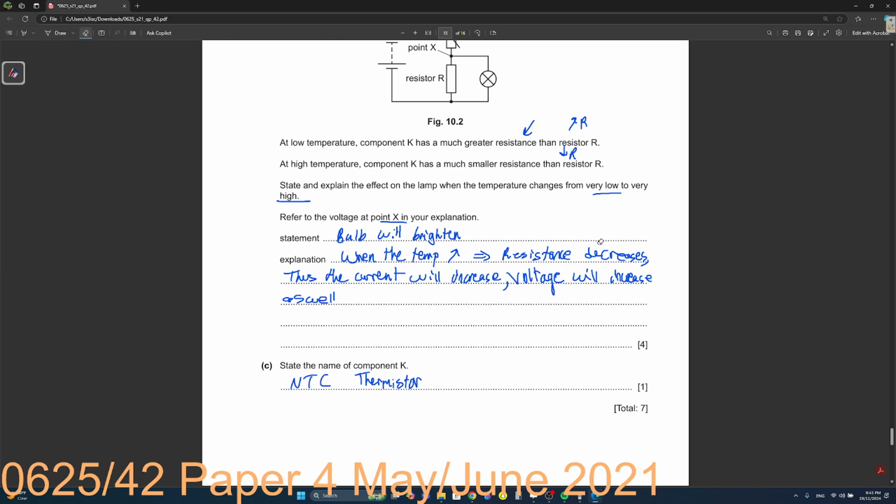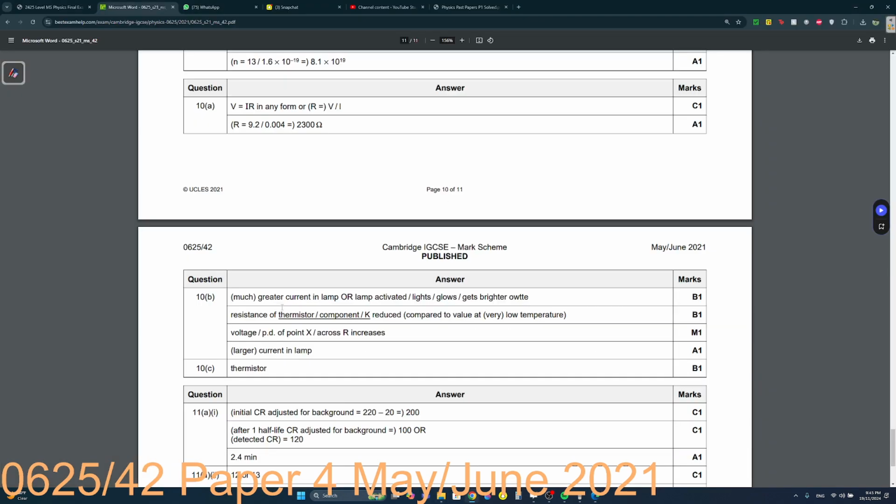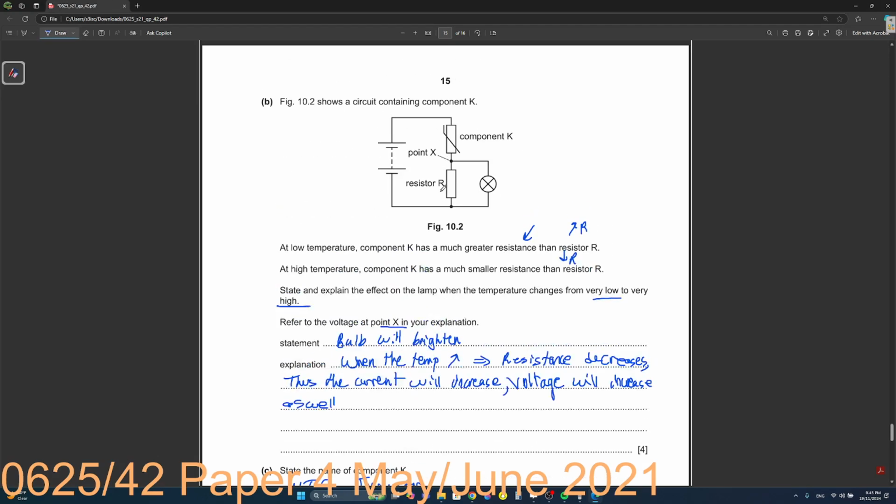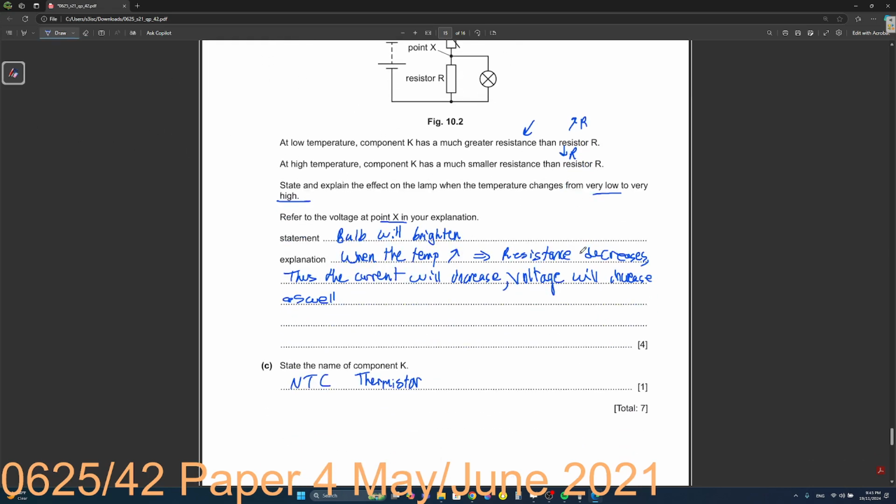Before, this is wrong here. I didn't get the mark because I'm checking the marking scheme. You have to say the resistance of component K or the thermistor or whatever. Okay, the resistance of K. You have to mention the resistance of what? Because we have resistor R and component K. Okay, so we have to mention. You have to say the resistance of, let's just say K over here.